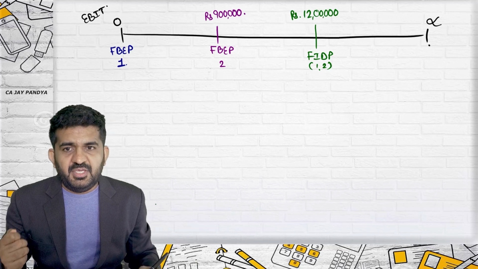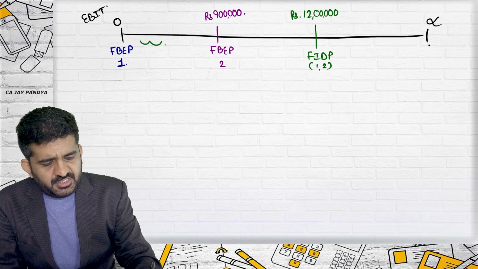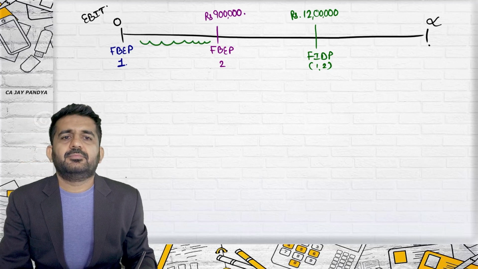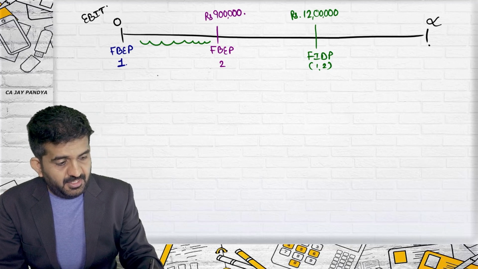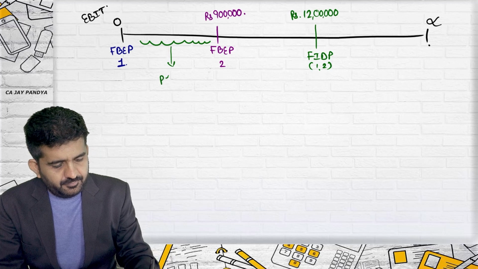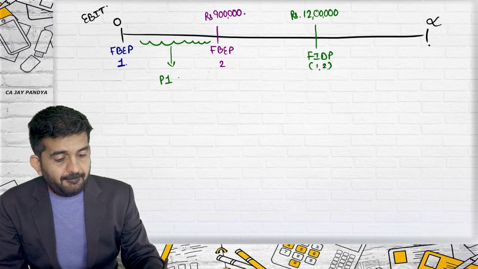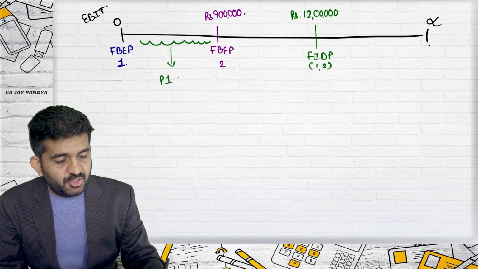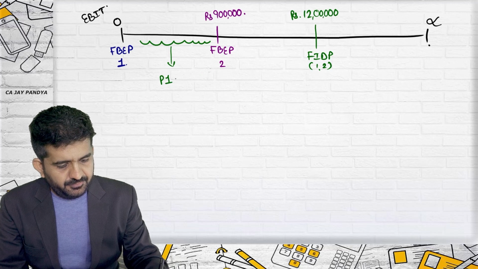Okay, be fast, Drashti. In this case, which plan you will select? Plan 1. You will select plan 1. Why? Because it is less risky and it is on the left hand side of the indifference point and financial break-even point on the right hand side. Yes. Yes.